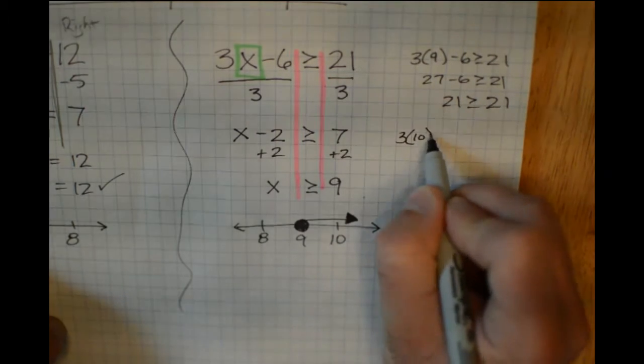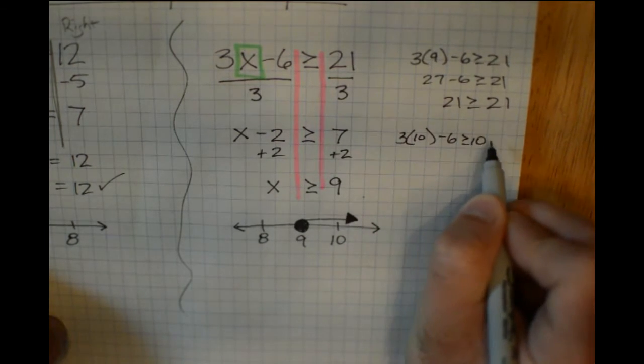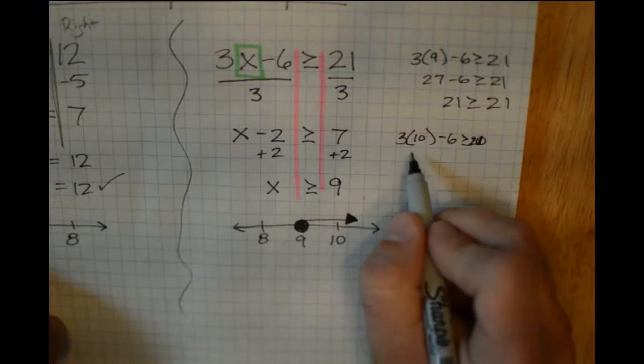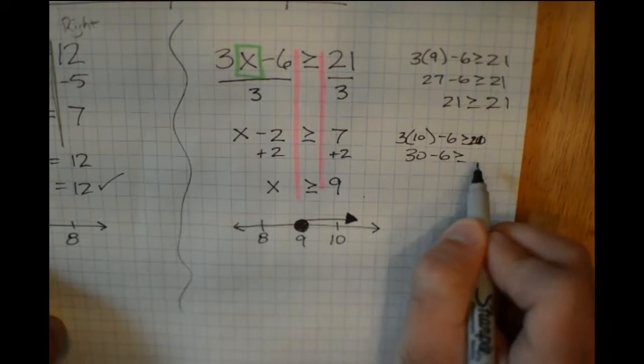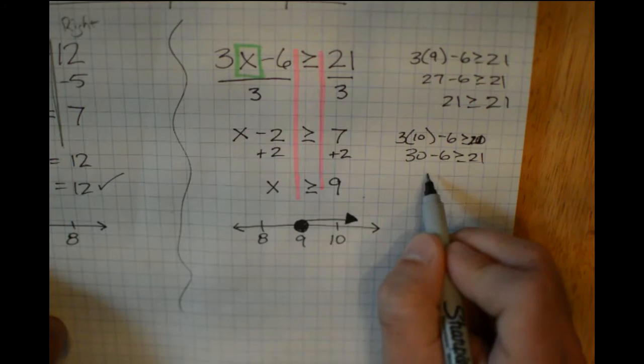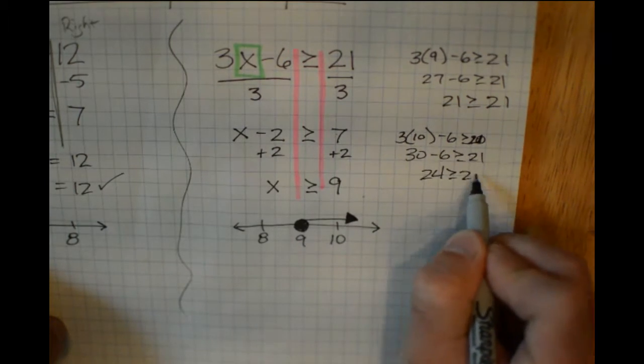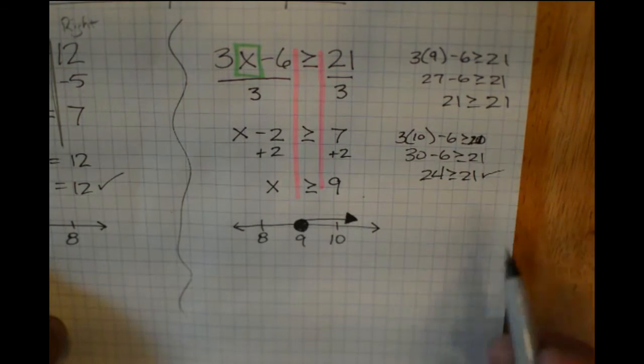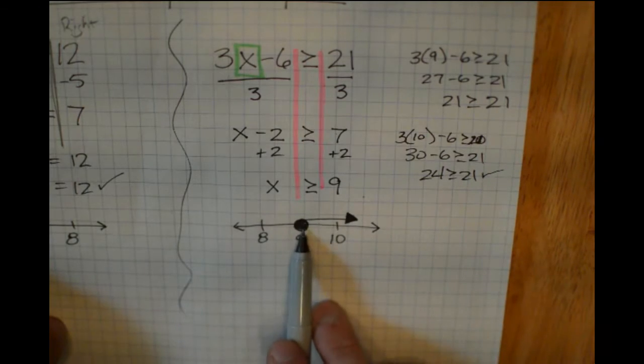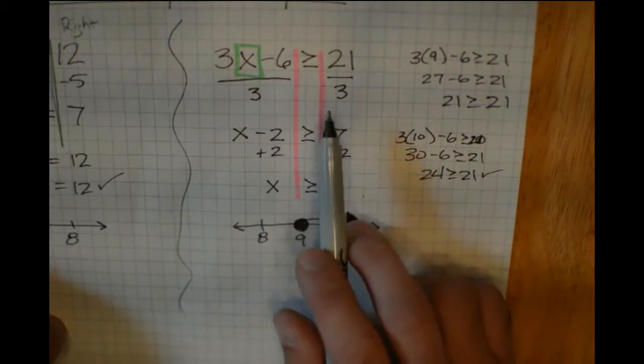So let's take 10. Oops, that should be 21. There we go. So 30 minus 6 is greater than or equal to 21. Well, that's going to be 24 is greater than or equal to 21. And that works as well. So 9 and anything bigger than 9 made this statement true.